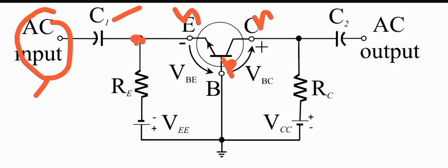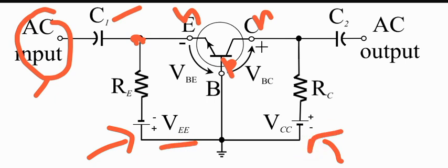So to set the operating point of this circuit, which we call the DC operating point, is also called the Q point or quiescent point or DC bias point. So how to do that? We use the voltage sources here, as we can see.